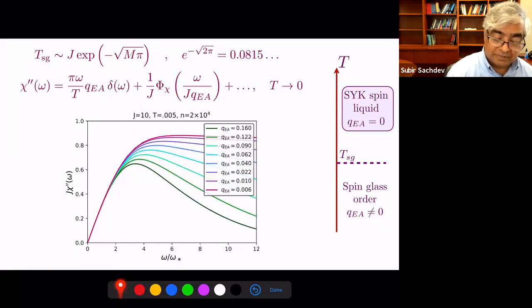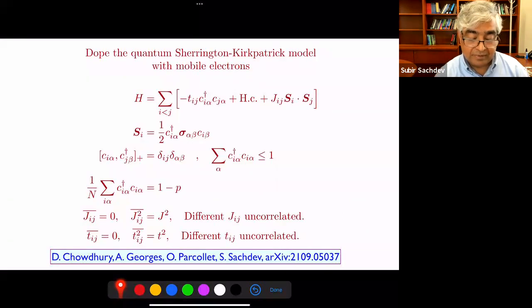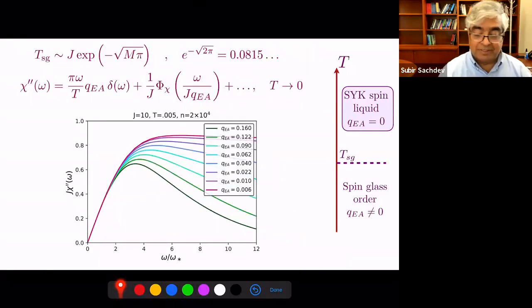But as you go to low frequency, at a frequency below omega star, which is equal to J times QA, this discontinuity in chi double prime omega vanishes linearly. And so there's a suppression of the very low energy density of states in the spin fluctuations, but there is a delta function at 0 frequency where all of those low energy excitations go. Okay. So in fact, in this model, there is always some spin glass order, although it's very weak.